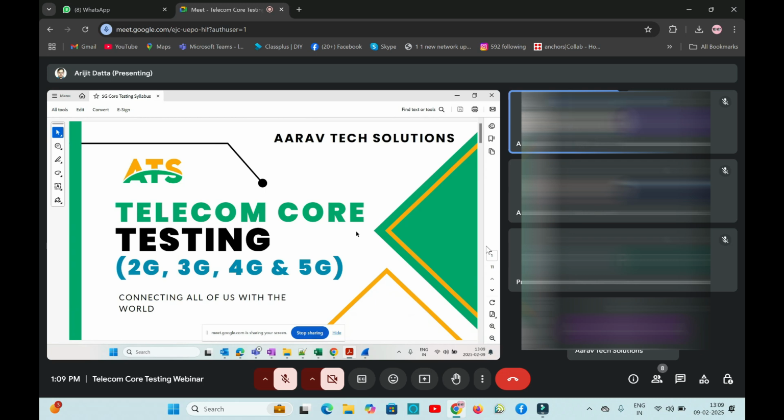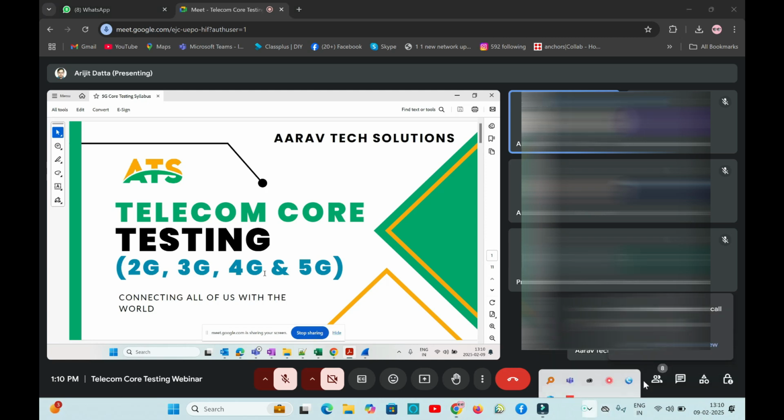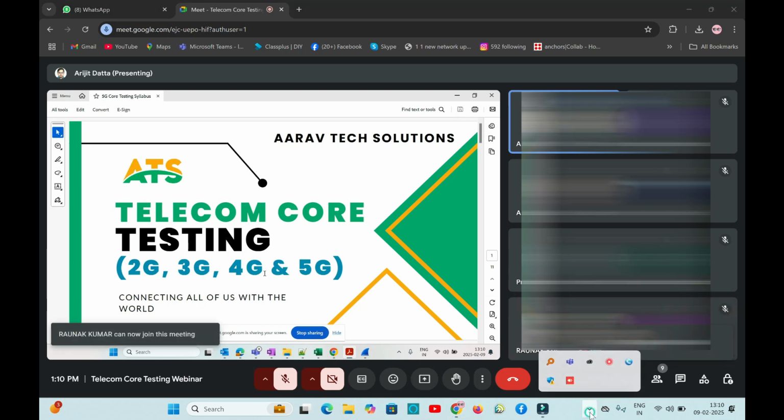It is a webinar for your 2G, 3G, 4G, and 5G core. Do you know about telecom core? If we divide telecom, mainly three parts are there. There is an access part, which is your radio and transmission areas, the big tower, and above the tower you will be able to see the antennas which radiate the signals. That is the access part, and after that there is a core part.